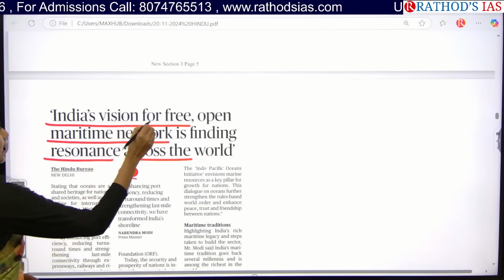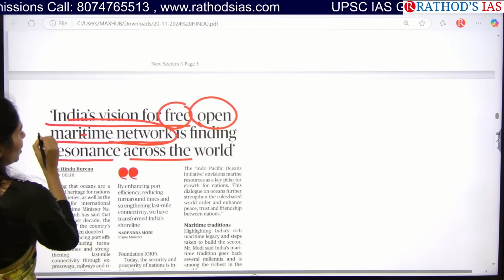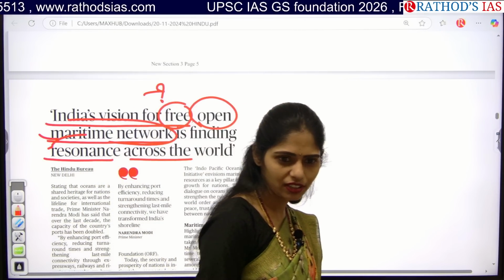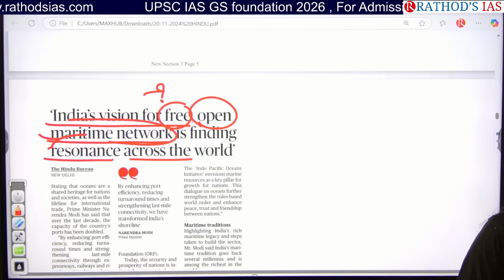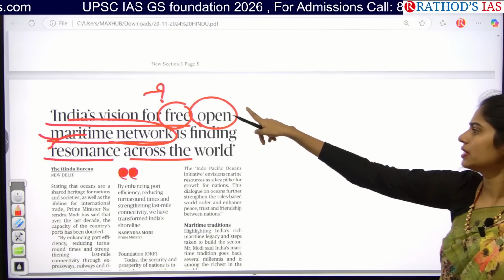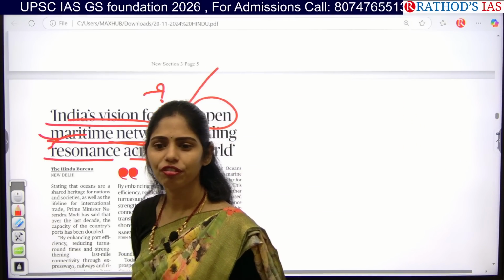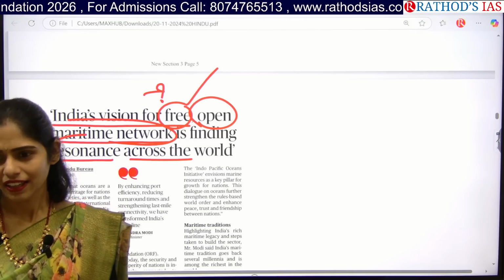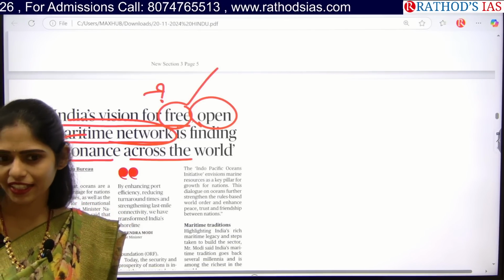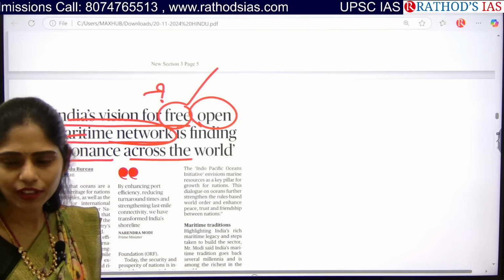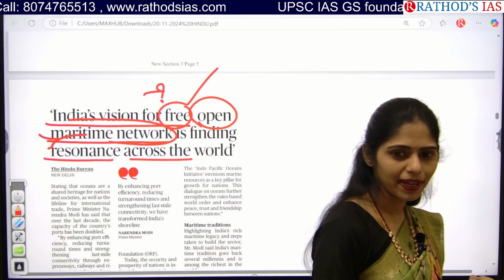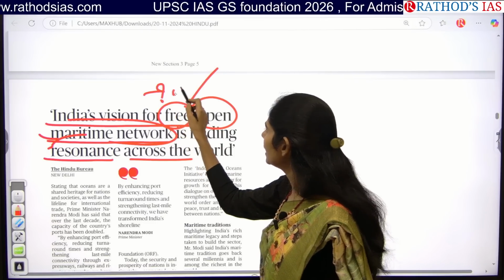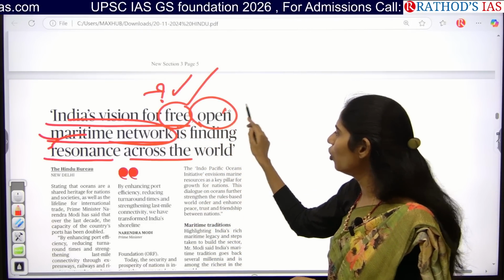So this article is saying that India is focusing on free and open maritime networks. What about free? Free means, what is the problem in this maritime area? Piracy. Yes, piracy is nothing but hijacking of ships or containers or boats, whatever it may be. So what steps is India taking to ensure a free maritime route? What about Nigeria? With Nigeria, we came up with a memorandum of understanding regarding counter-terrorism and piracy. And apart from that, we have the Coast Guard and nuclear submarines, which ensure safety and security in this Indo-Pacific region.